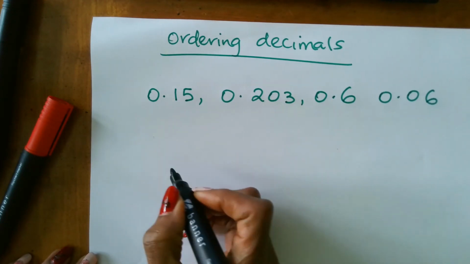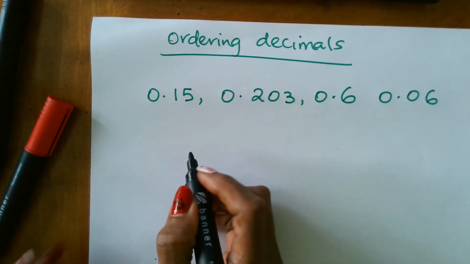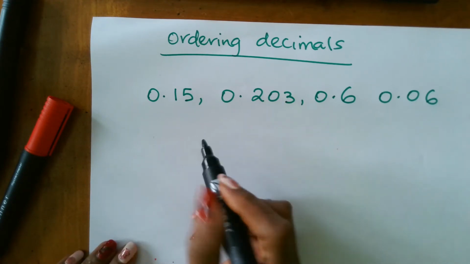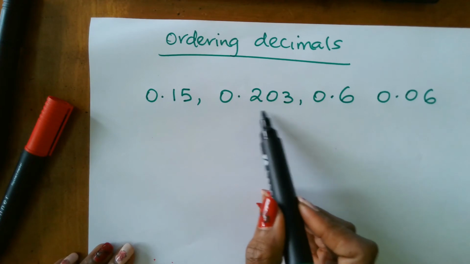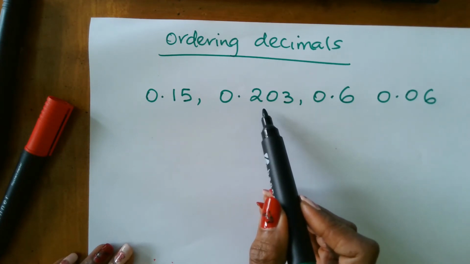0.06. So what we're going to do now is look at the decimals to find which one has the most digits after the decimal point. Now we can see that this one has the most digits. The second step will be to add zeros to the other decimals so that they have this number of digits after the decimal point.